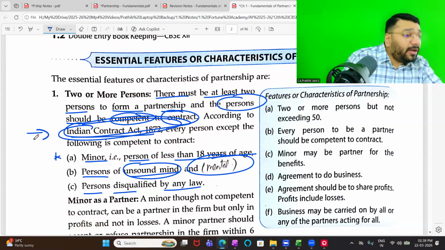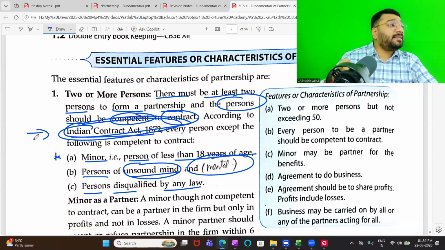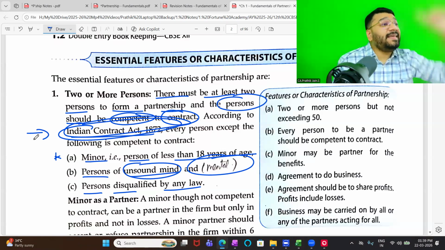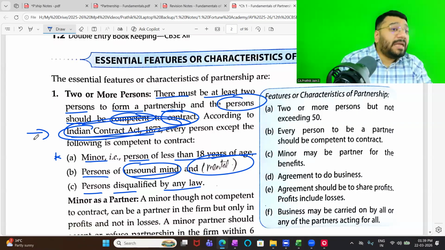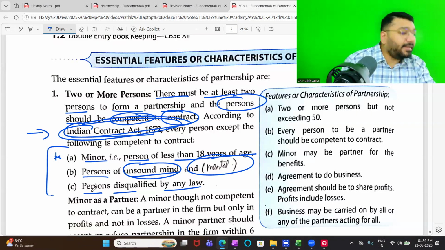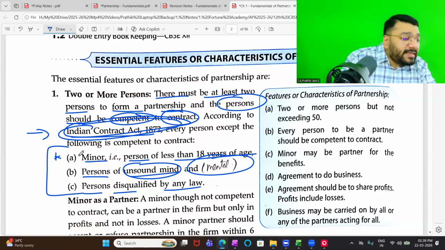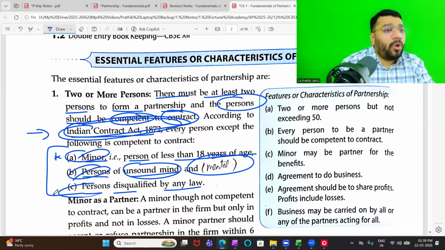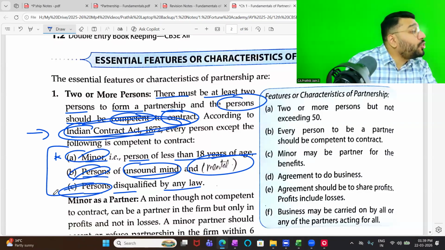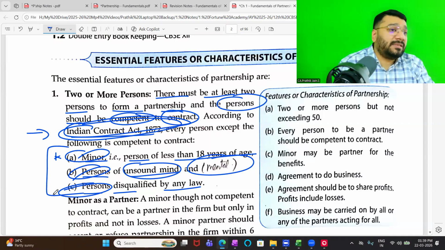Like that, the Indian Contract Act gives a list of reasons why the law will disqualify them. Where will you study all this? In CA Foundation. How much is applicable in 12th standard? That much alone I'm taking right now. Okay, not okay. So these three people are incompetent to contract. So with these three people, do not ever enter into a partnership business.